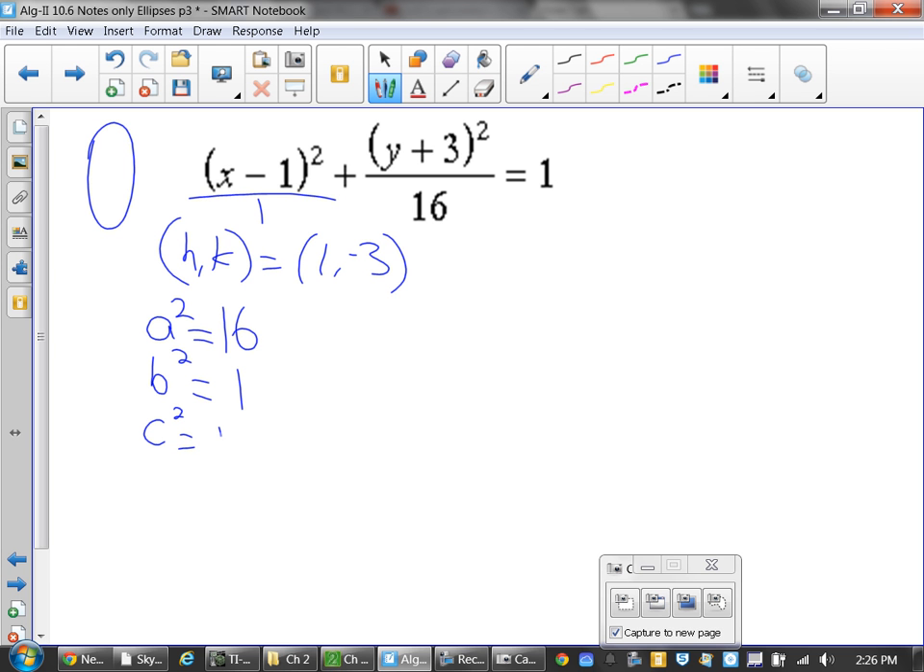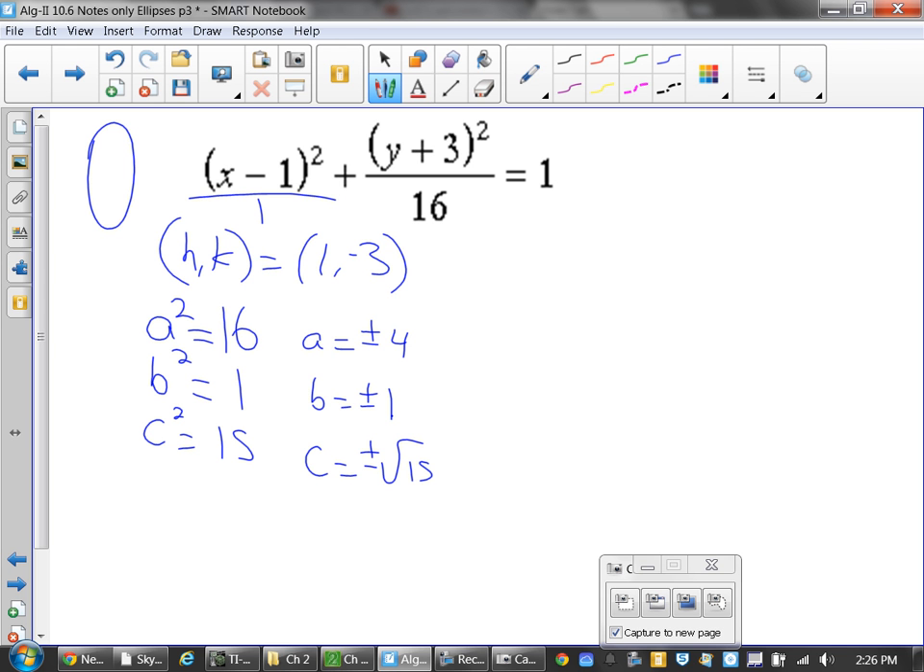So C squared is 15. All right. So remember, when you're trying to find your C squared value here, it's just A squared minus B squared. So that gives you your A value of plus or minus 4, B value plus or minus 1, the C value of plus or minus root 15.